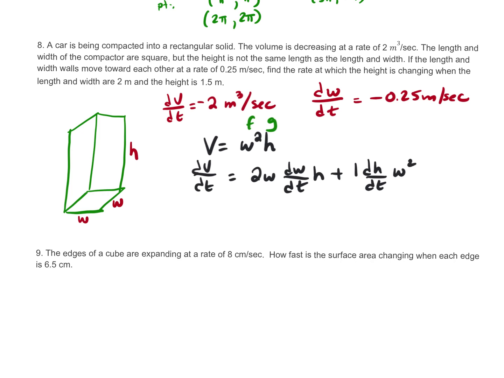Now we should know numbers for most of this stuff. Let's see. This one is negative 2. The width and the length are 2. And then we have dW/dt, which is negative 0.25, and the height is 1.5. Now we want to find dH/dt, that's the whole purpose of the problem, times W squared, and the width is 2, so 2 squared is 4.